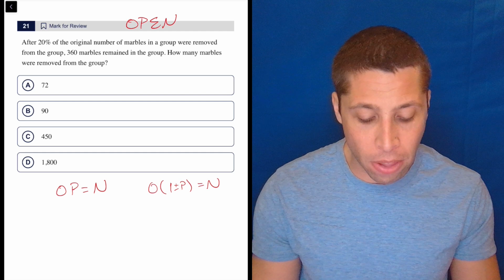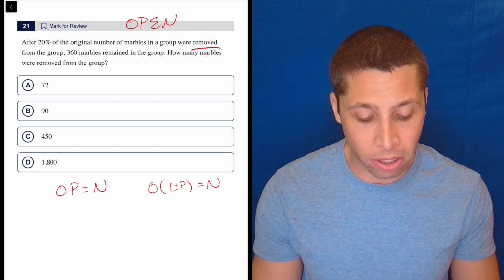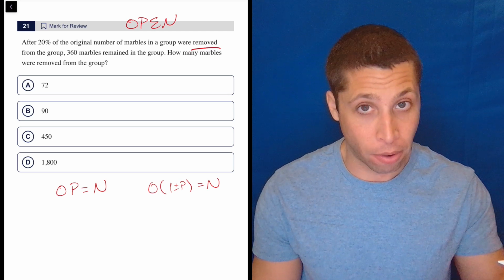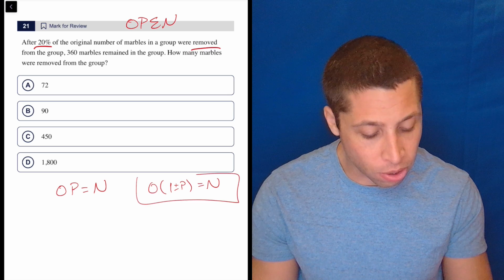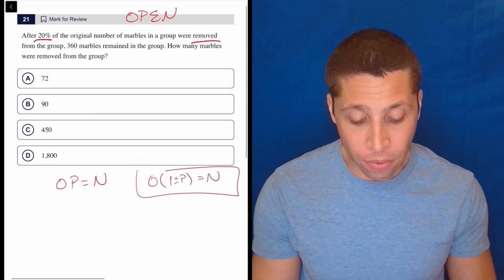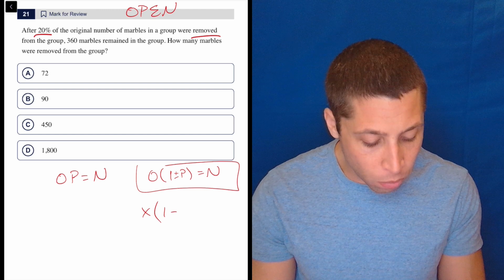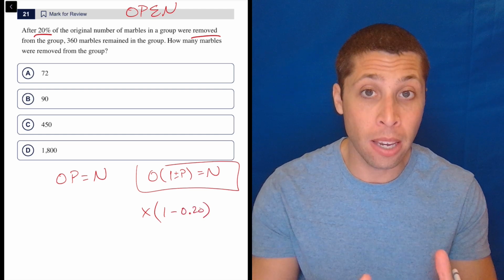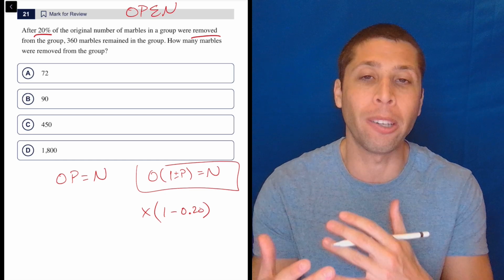After 20% of the original number of marbles in a group were removed from the group, 360 marbles remain in the group. How many marbles were removed? So they're changing something, right? They're removing 20%. That's a change. So I want to use this formula. And it's otherwise very literal, right? We don't know the original, but we do know that we're removing 20%. All you've got to do for that part is convert the percentage into a decimal. The formula requires that.